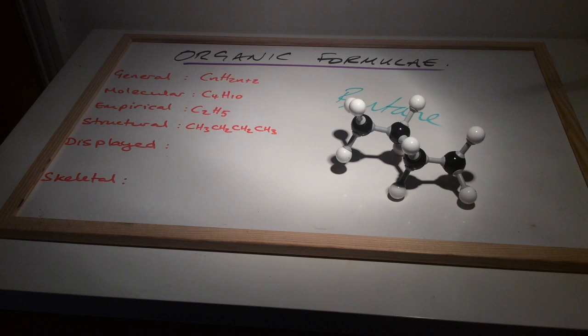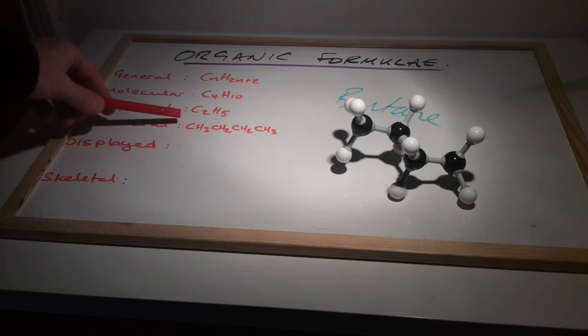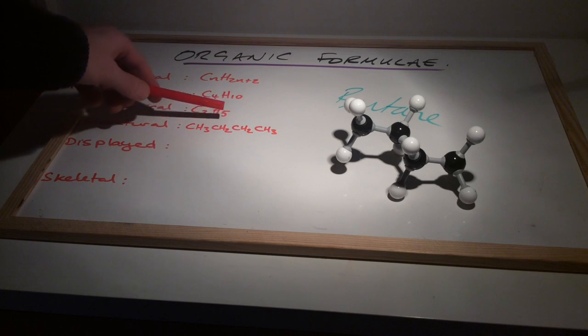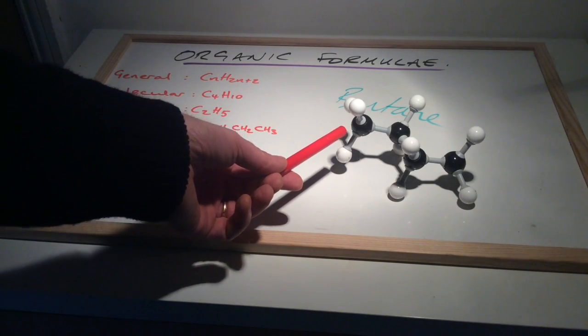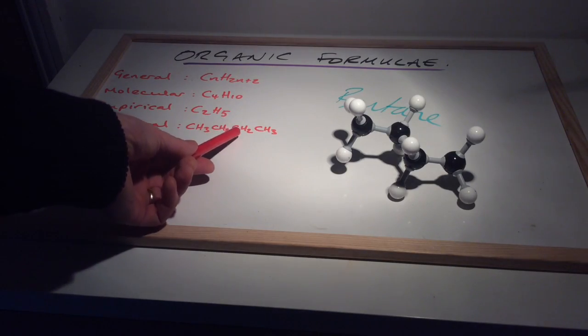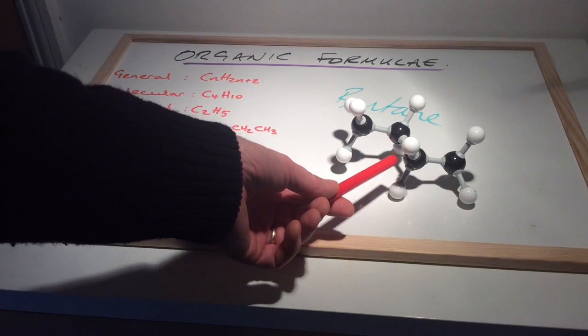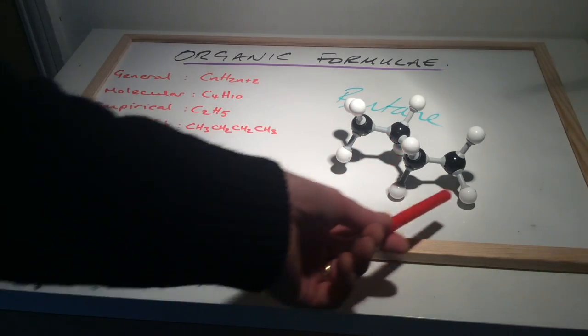If we move on to structural formula now, we can actually appreciate more the actual molecule itself. With structural formula, it gives us the minimal detail of the arrangement of the atoms in the molecule. So CH3, there's the CH3 there, CH2, CH2, CH2, CH2, and then CH3 at the end.